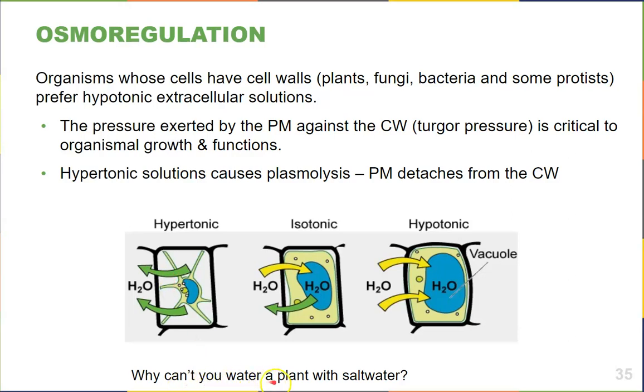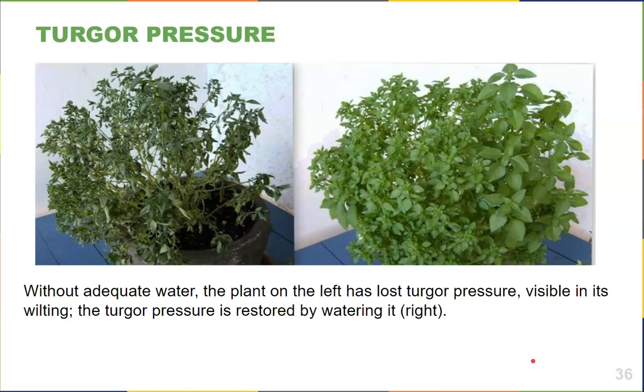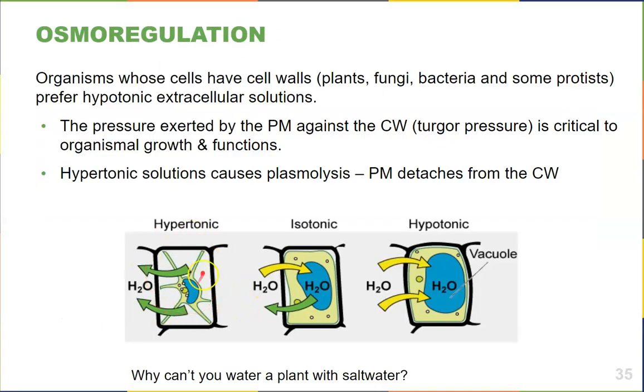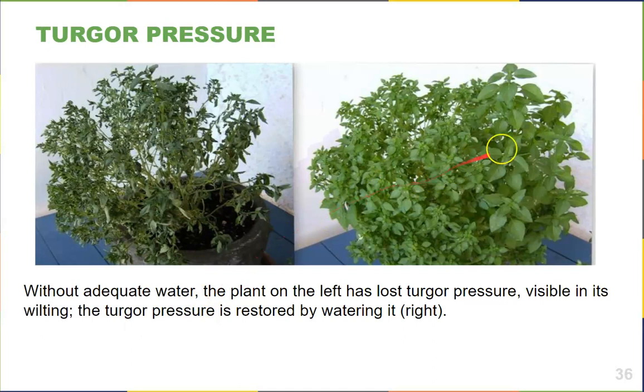So why can't you water a plant with salt water? Well, it causes a hypertonic environment where it draws water out of the cell instead of water being taken up by the cell. Turgor pressure is observed in plants that have not been watered versus plants that have been watered. So this plant, not having been watered in quite a while, was looking more like a hypertonic solution. And the plant that has been watered, or this is the same plant just before and after being watered, has nice turgor pressure, and you can see the leaves are not shriveled up anymore.